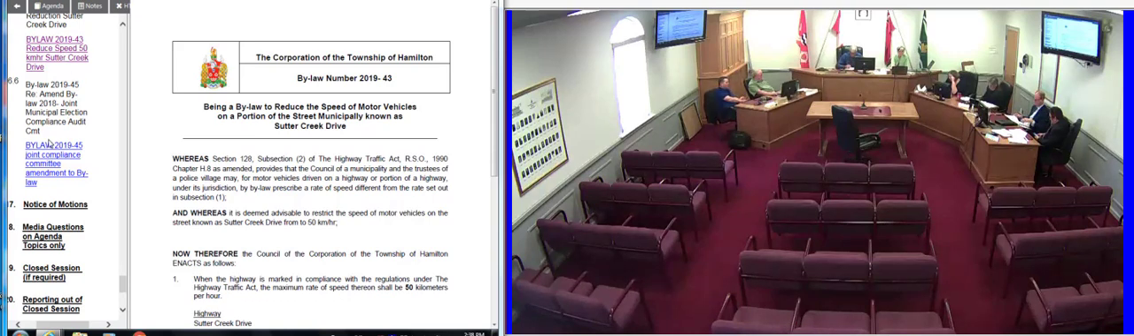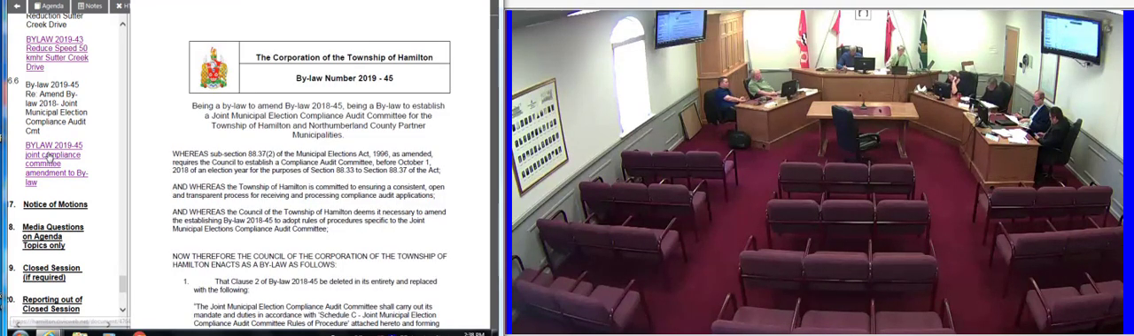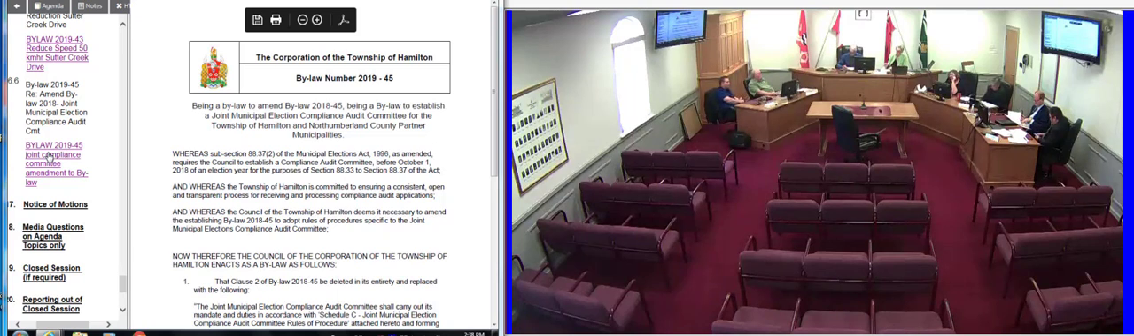16.6, a mover and a seconder, that bylaw 2019-45, being a bylaw to amend bylaw 2018-45, the establishment of a joint municipal election compliance audit committee, to append procedures to the bylaw, be given first, second, and third reading, and finally passed this 18th day of June, 2019. Moved by Pat, seconded by Mark. Thank you. Discussion? All in favor? Carried.